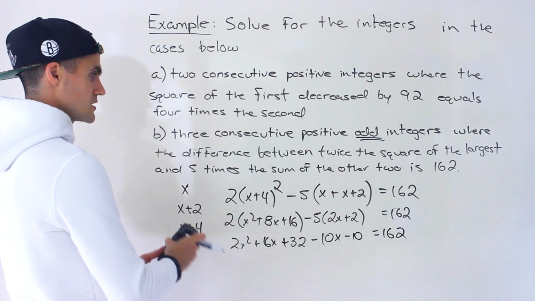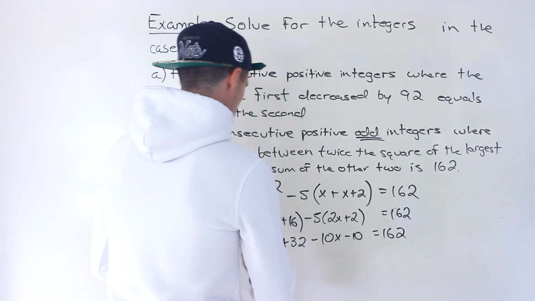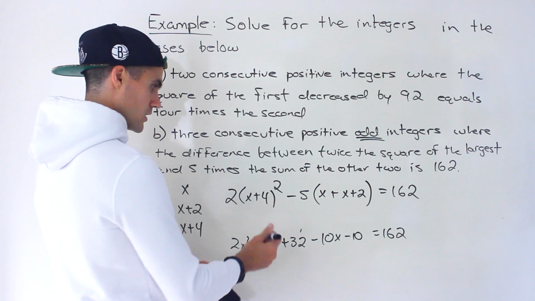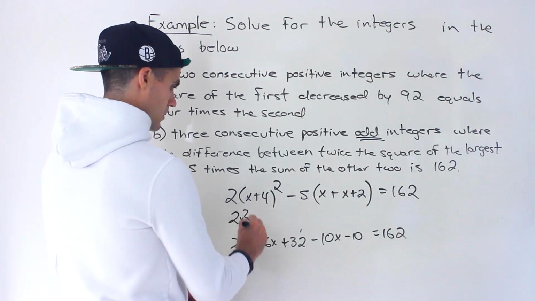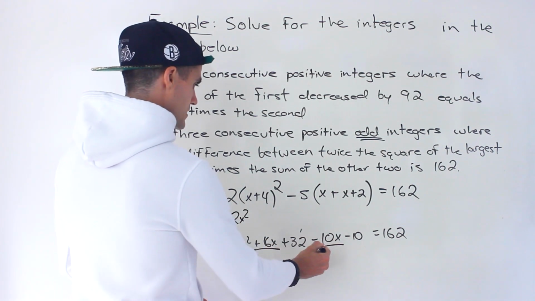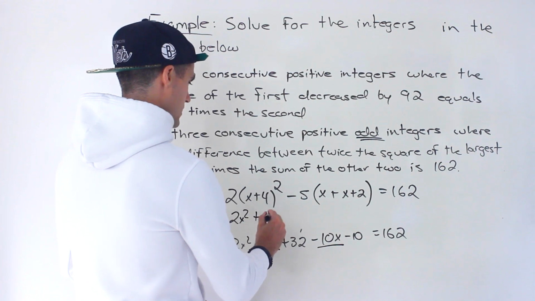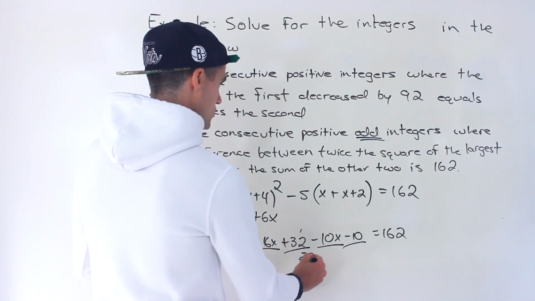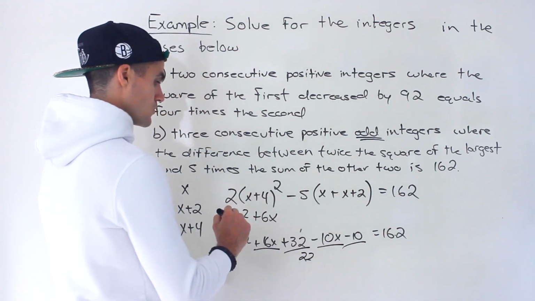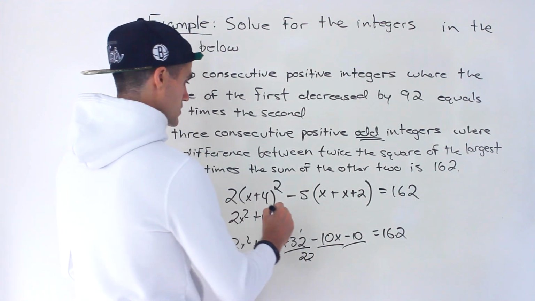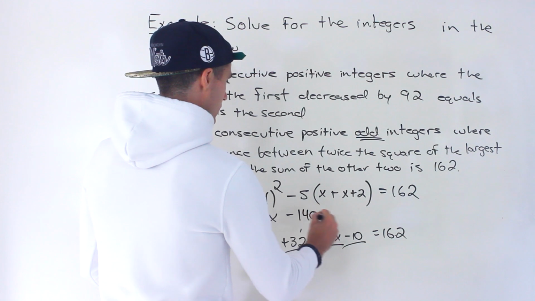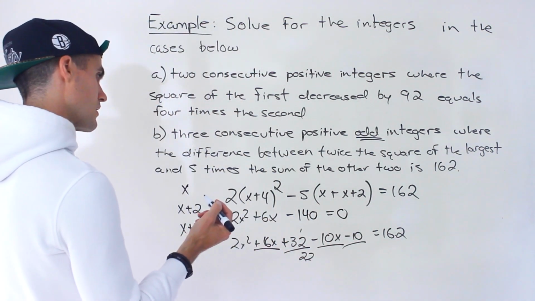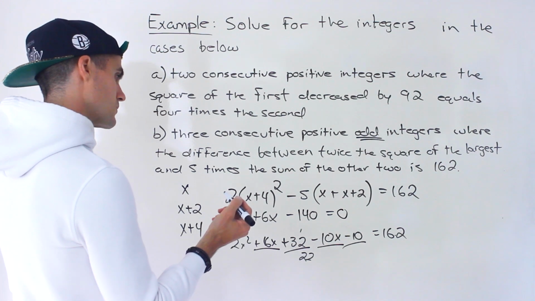Then let's bring the 162 over, and what we would end up with is 2x squared, then 16x minus 10x, which gives us positive 6x. Then we've got 32 minus 10, which is 22. When we bring the 162 over, 22 minus 162 gives us negative 140. And that's going to equal 0. Let me just make sure that everything is there. Yes, it seems like we have everything.